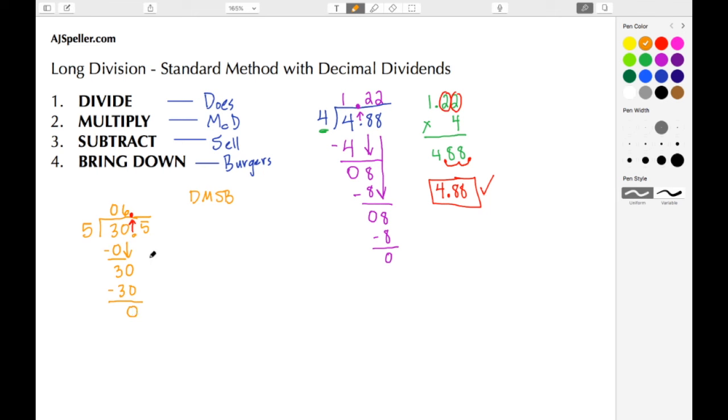And our next step after subtraction is to bring down. So we bring down the 5. Now we're going to go back to divide. 5 divided by 5 leaves us with a 1. Multiply 1 times 5 to give us 5. Subtract 5 minus 5 to give us 0. No other number to bring down. So we see here our answer is 6 1/10.